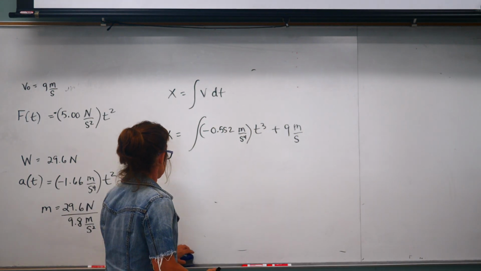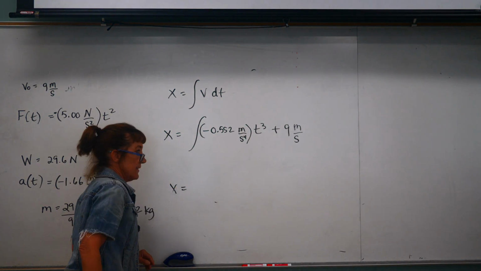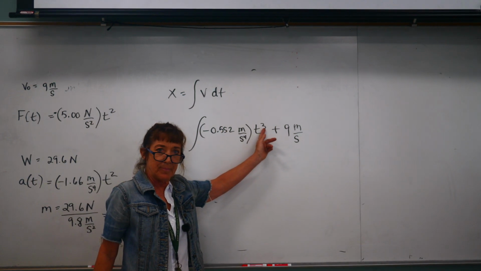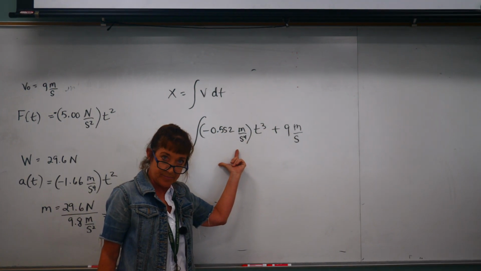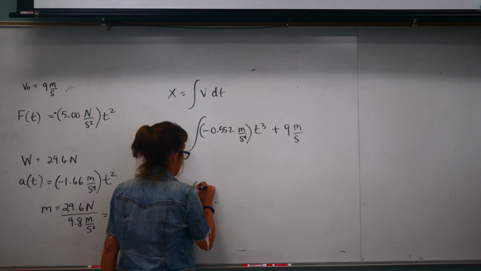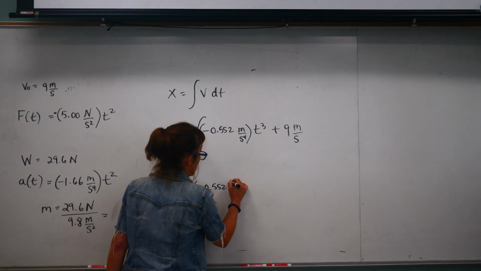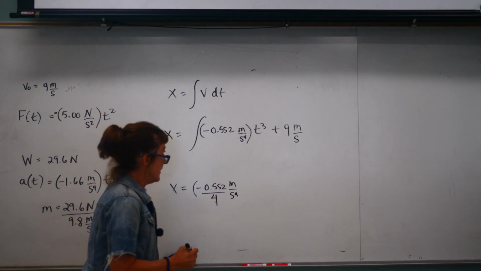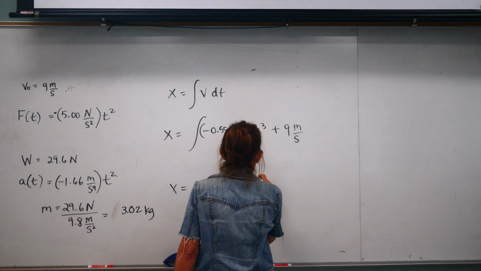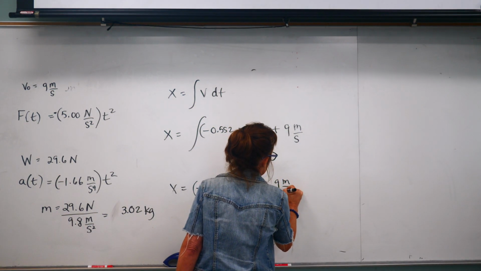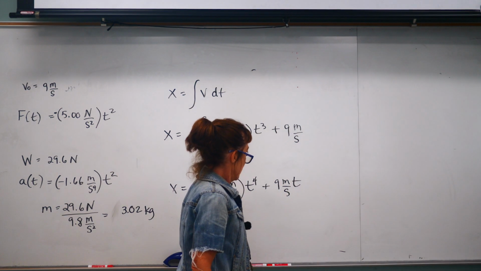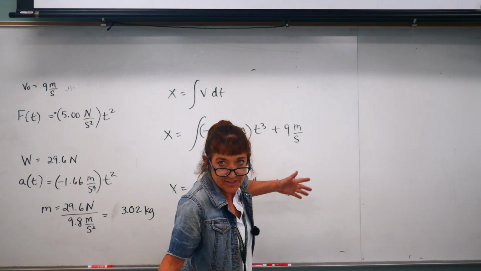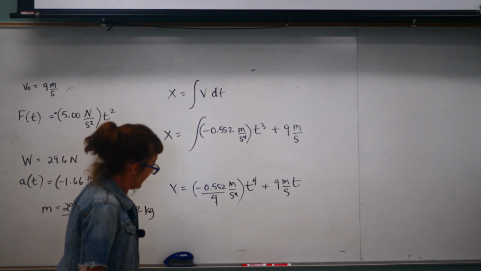Okay, so now integrating this, what do I have? x equals what? Add 1 to the exponent here and divide by that, right? So it's going to be equal to negative 0.552 meters per second to the fourth over 4 times t to the fourth plus 9 meters per second times t. The exponent here is 1, so I divide by 1 there, it's just nothing, right? It's 9, right? Okay. Plus c.